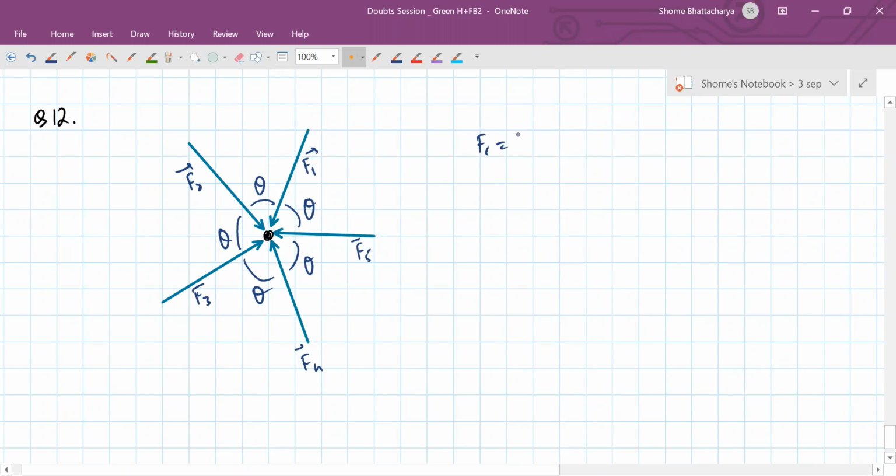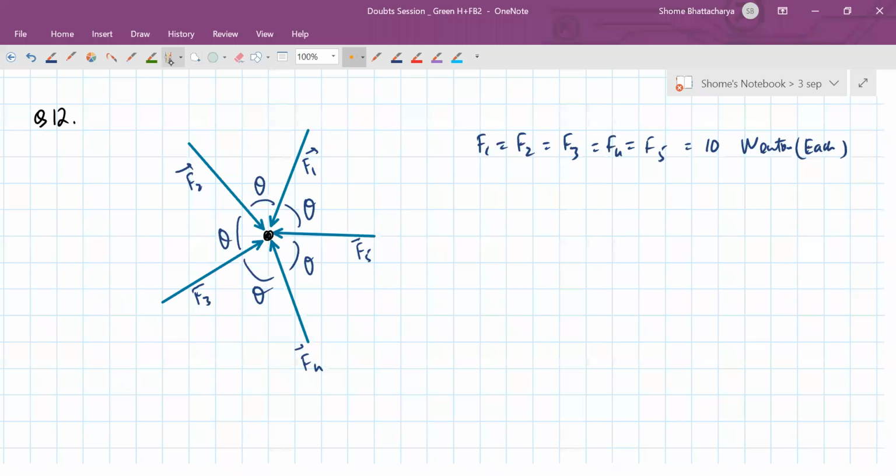So the magnitude of F1 is equal to the magnitude of F2, and so on. So 10 newtons each, and also theta will become 360 by 5, or 72 degrees.